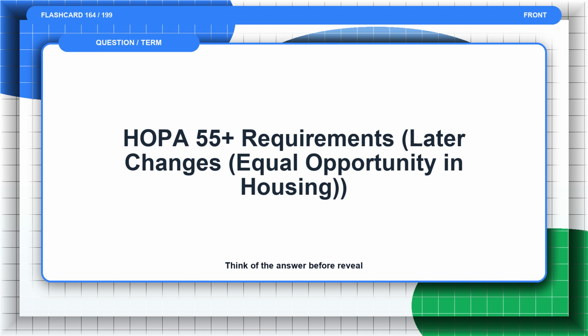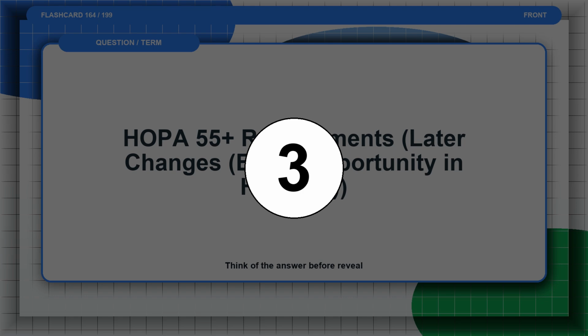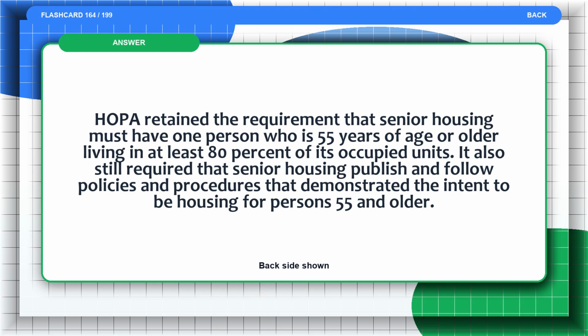Pause and think of the answer before the reveal. The answer is, HOPA retained the requirement that senior housing must have one person who is 55 years of age or older living in at least 80% of its occupied units. It also still required that senior housing publish and follow policies and procedures that demonstrated the intent to be housing for persons 55 and older.